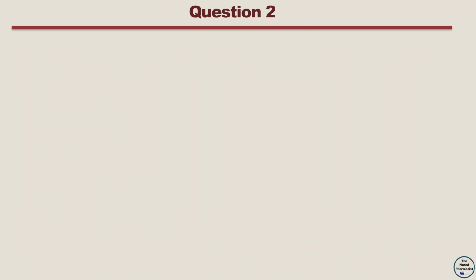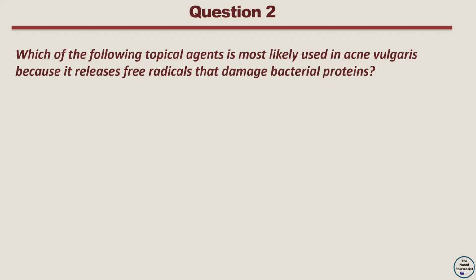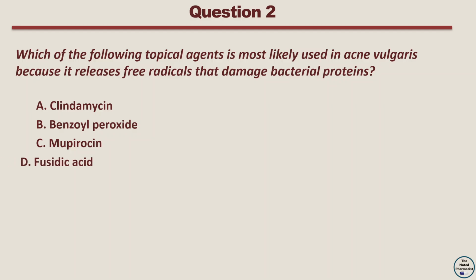Question 2. Which of the following topical agents is most likely used in acne vulgaris because it releases free radicals that damage bacterial proteins? Option A, clindamycin. Option B, benzoyl peroxide. Option C, mupirocin. Option D, fusidic acid. Option E, retapamulin.